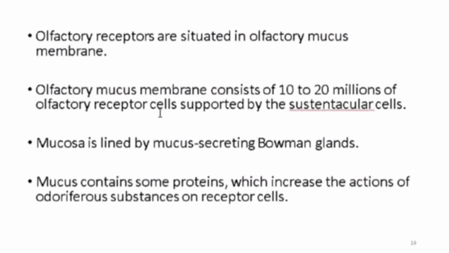Olfactory receptors are situated in the olfactory mucous membrane. The mucous membrane consists of 10 to 20 million olfactory receptor cells supported by sustentacular cells. The mucosa is lined by mucus-secreting Bowman's glands. Also, the mucus contains some proteins which increase the actions of odoriferous substances on receptor cells.